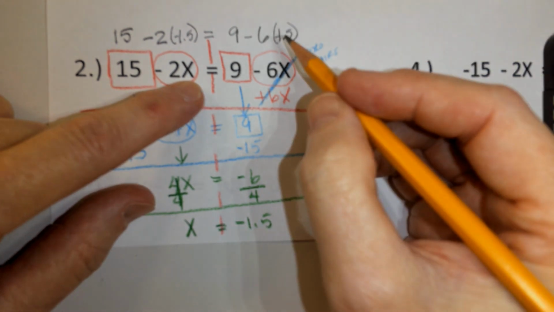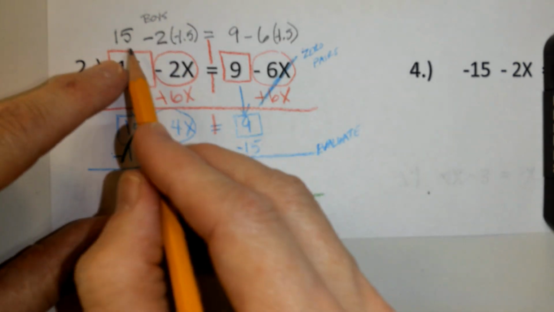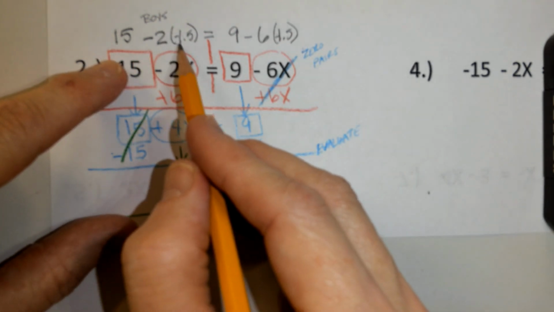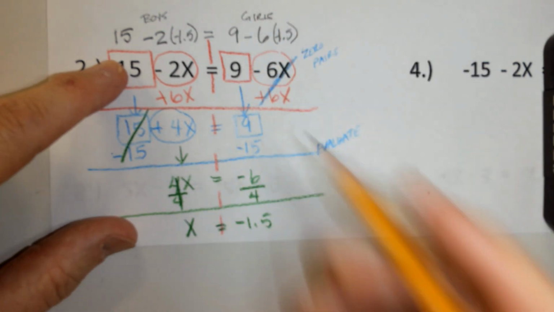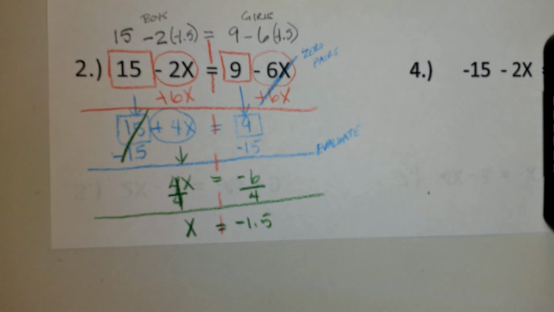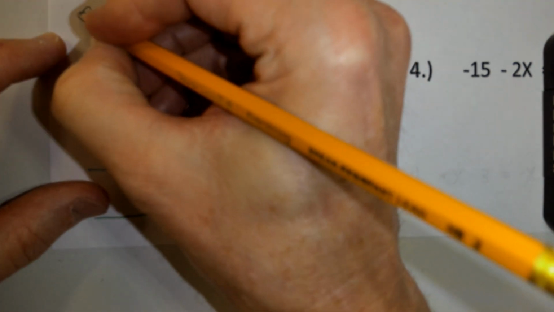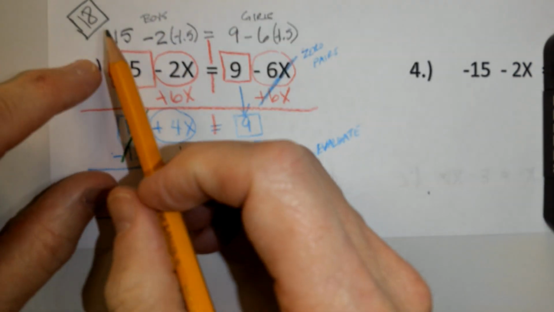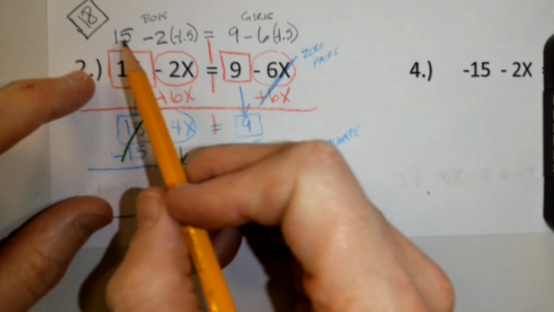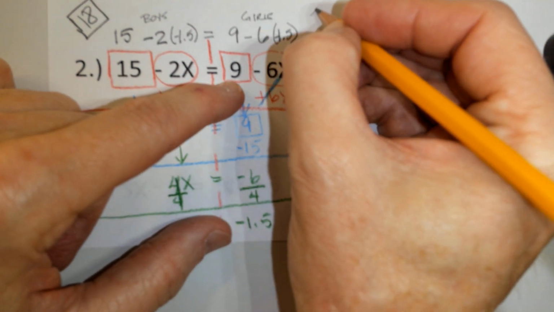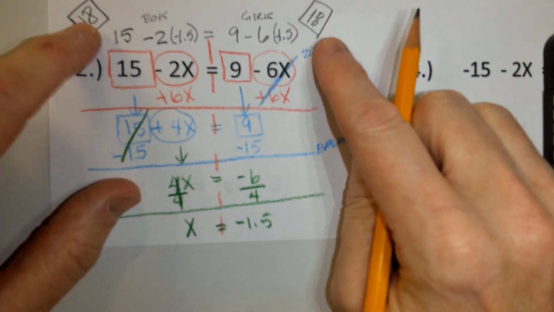Now, boys, I want you to use your calculator and tell me what 15 minus 2 times negative 1.5 is. Girls, I want you to tell me what 9 minus 6 times negative 1.5 is. You have 10 seconds. Boys, what did you get? I want you to write it just like this, what I call the bunny ears. This side of the equation, if x is negative 1.5, gets 18. Girls, what'd you get? Positive 18. So does 18 equal 18?